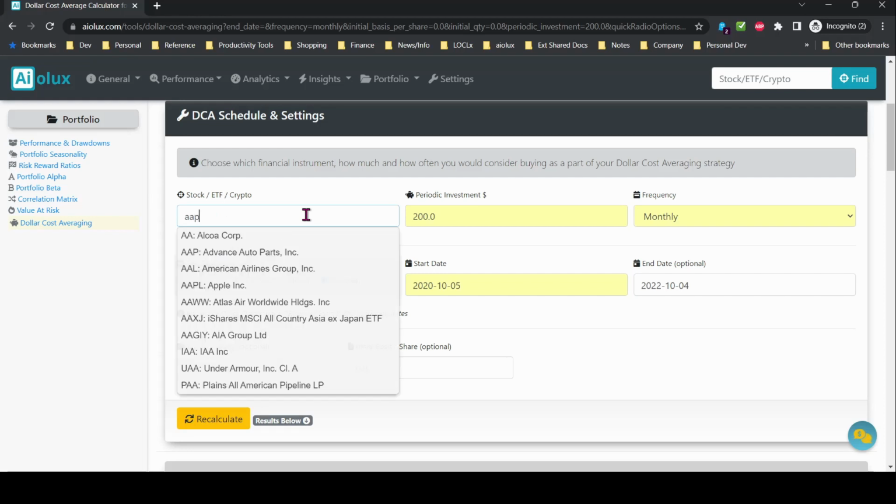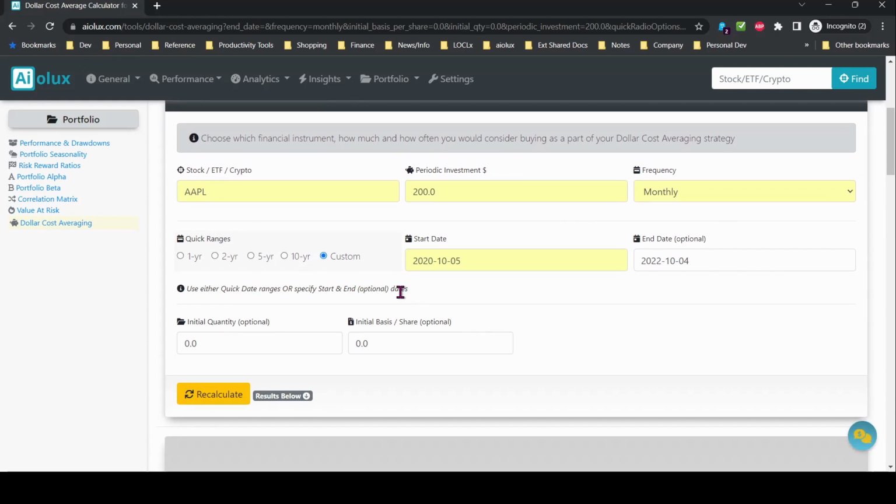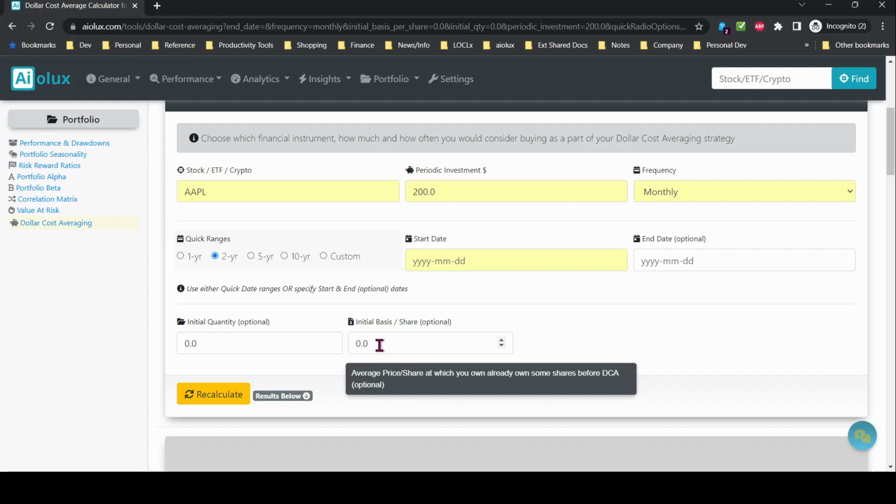The schedule consists of the amount you want to invest, such as $200 here, along with the frequency such as weekly or monthly. You can specify actual start and end dates when you would have made these investments or quickly select a custom time period using the quick range options, such as 5-year or 2-year. If you also owned a position in the asset before beginning this investment schedule, you can specify the initial quantity and the average price or basis you owned these initial number of shares at.